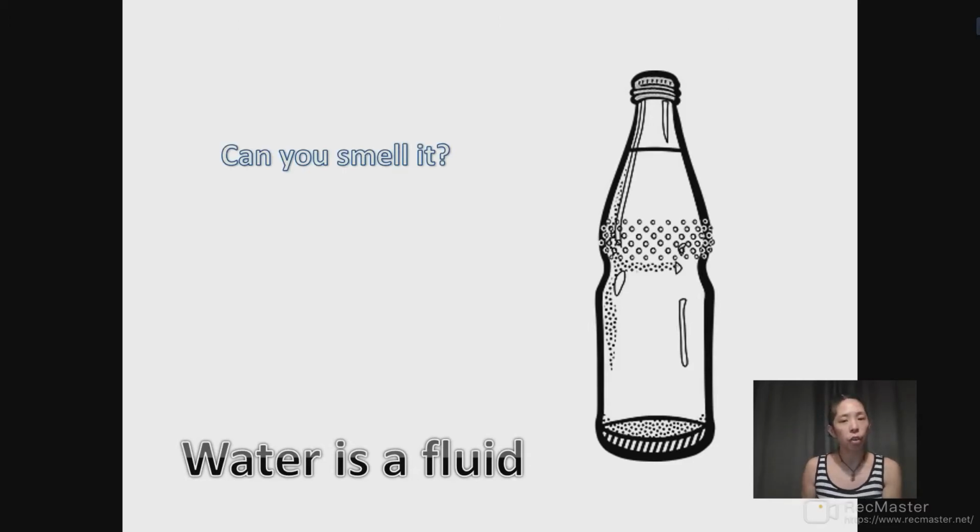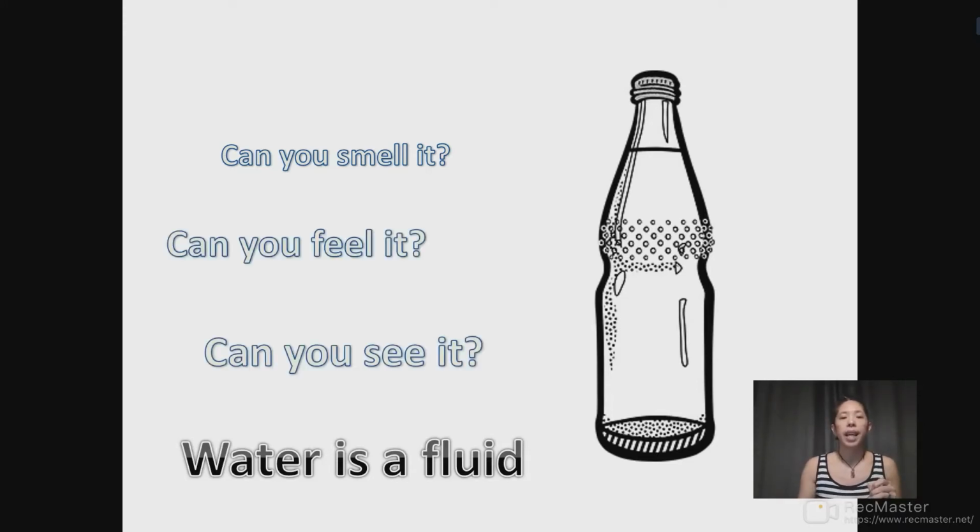Water, which is a fluid, can you smell it? If I take the lid off, would I be able to smell the water? Water doesn't really smell, no. Can I feel it? If I put my finger in the water, I would be able to feel it. I can feel if it's hot or if it's cold. And can you see it? Well, if you have a look at this bottle, you can see the water moving about. So yes, you can see it.